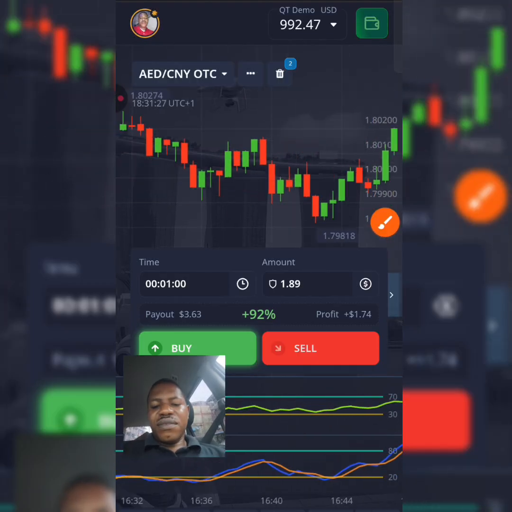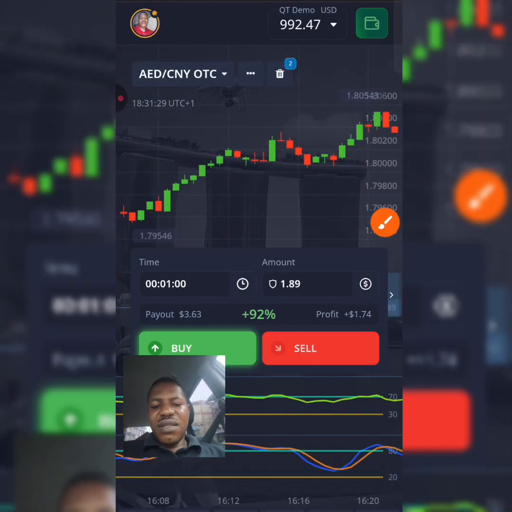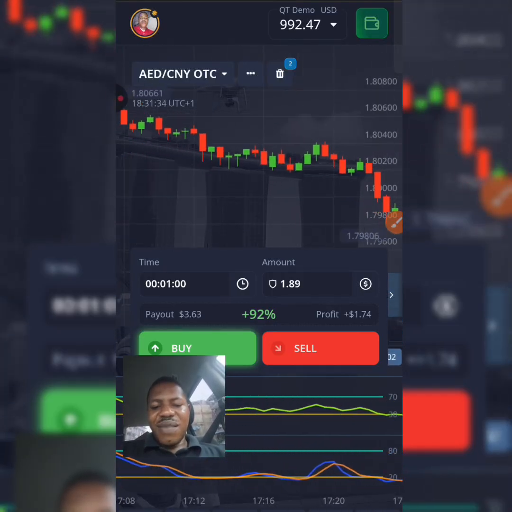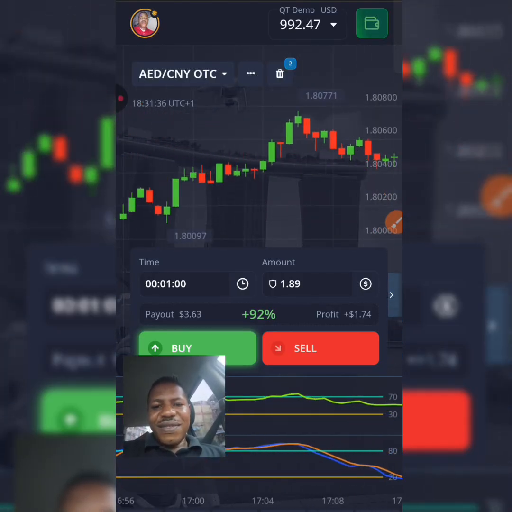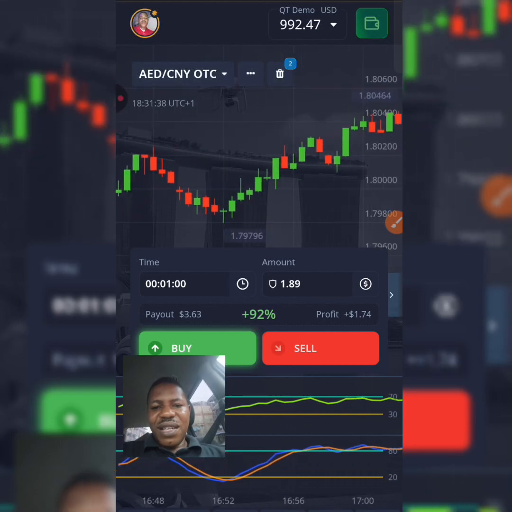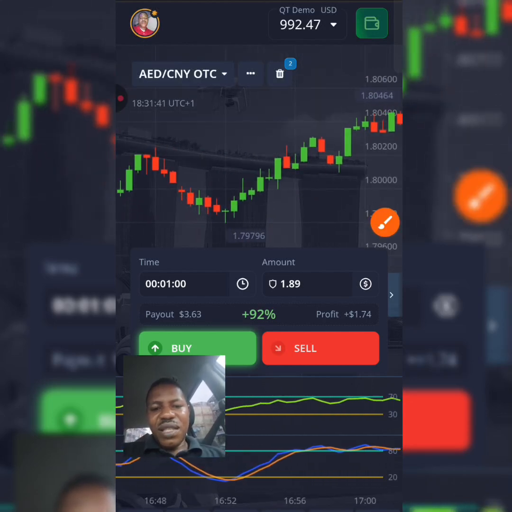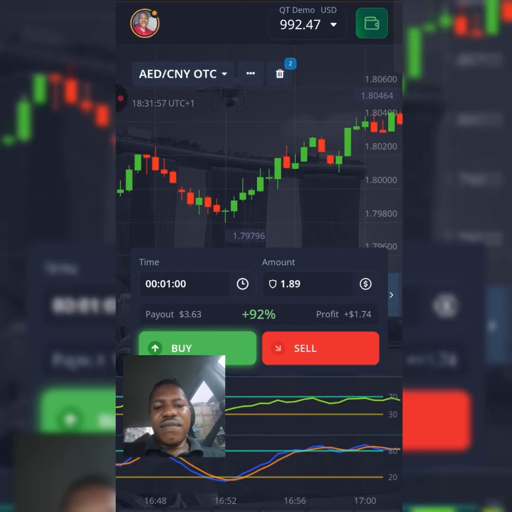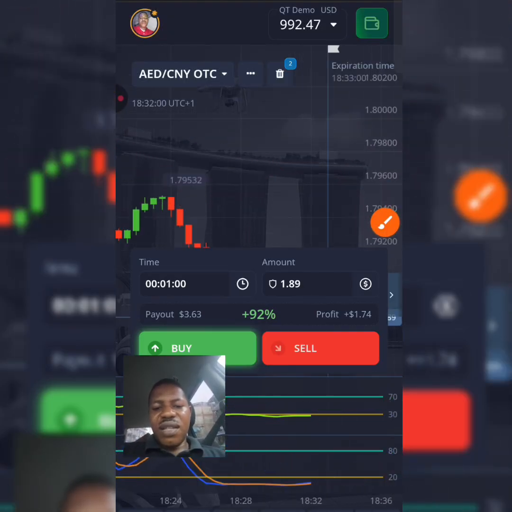Okay, let's look for another one. Okay, I think this place, this, and then this, two candles. Remember, when you take the trade here, if the next candle is green, but it did not touch your starting point of your trade, you definitely win it. So let's look for another one.